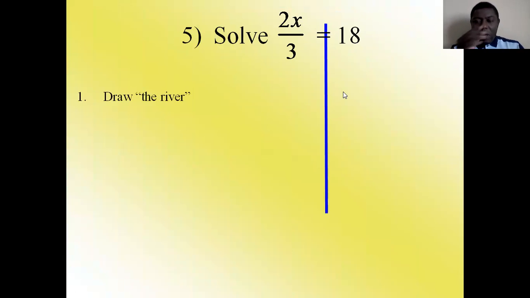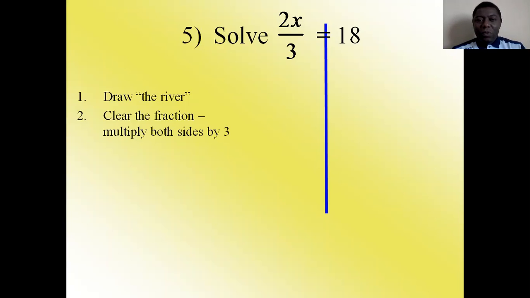How do we make sure x stays alone on one side and all the other components go on the other side? I give you a minute. Okay, so the first thing, we're going to clear the fraction. Multiply both sides by 3, since we have all of this divided by 3 here. So we are going to multiply both sides by 3.